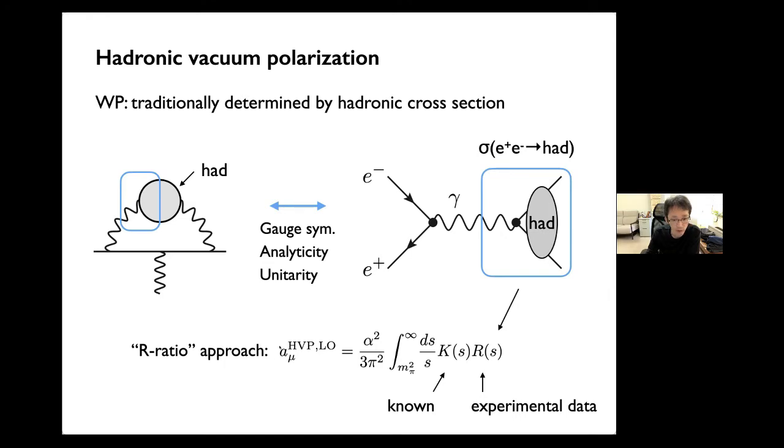In this traditional method, which is often called the R ratio method, the hadronic vacuum polarization contribution is written right here. K is a known analytic function, and R is the so-called R ratio, which is proportional to the experimental cross-section of e plus e minus to hadrons. So once we measure the e plus e minus to hadrons cross-section, we can determine the hadronic vacuum polarization. This is the traditional way.